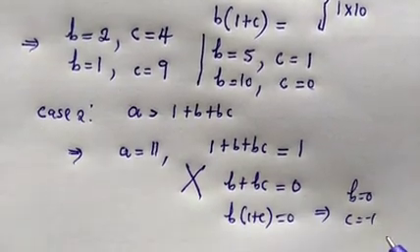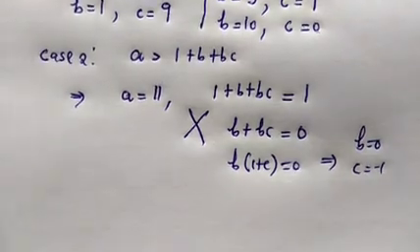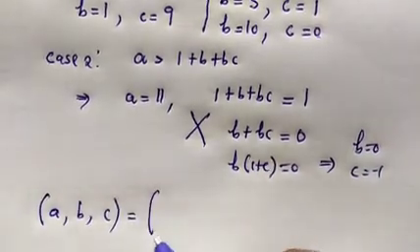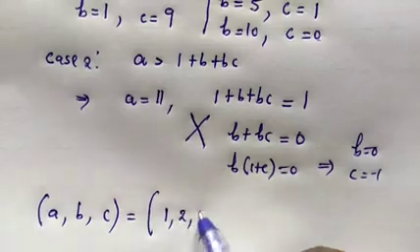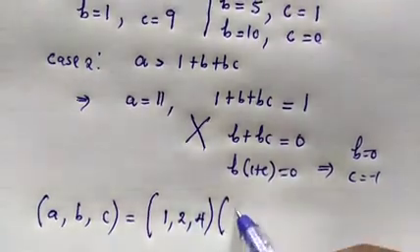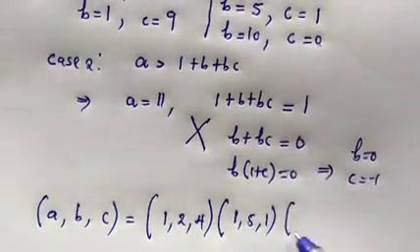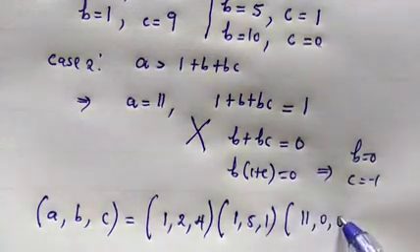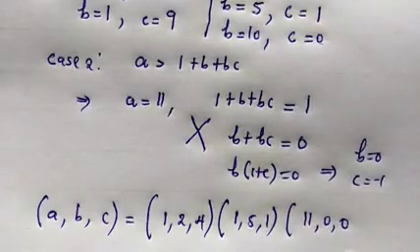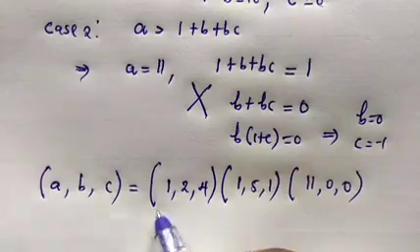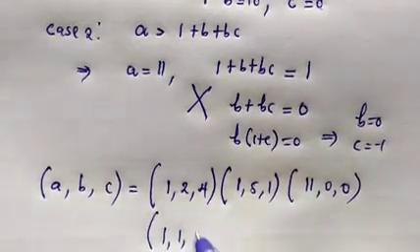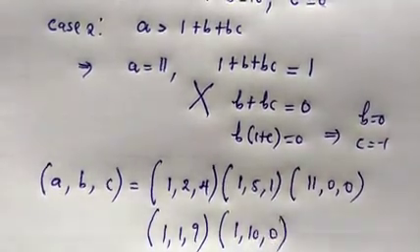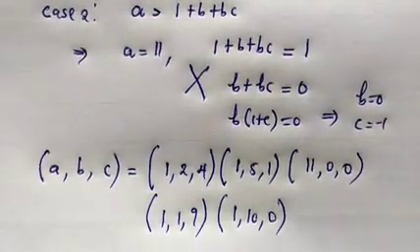Therefore, in our conclusion, we have the following solutions for a, b, and c: 1, 2, 4. Then we have 1, 5, 1. Then we have 11, 0, 0. And then we have again 1, 1, 9. And finally we have 1, 10, 0. So these are the solutions for a, b, and c.